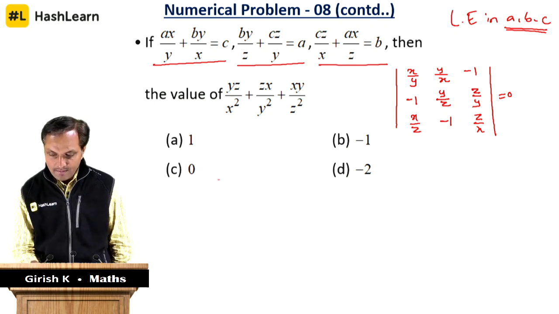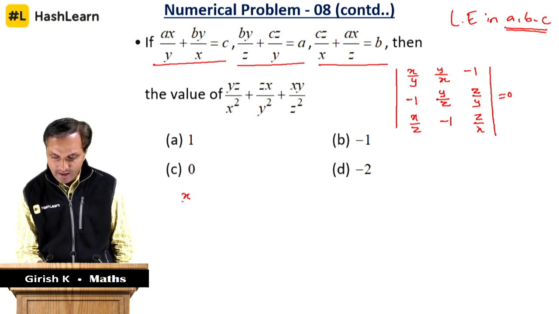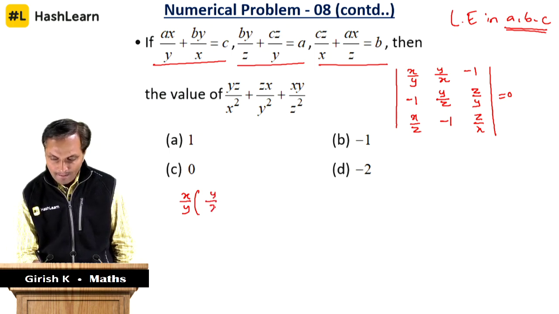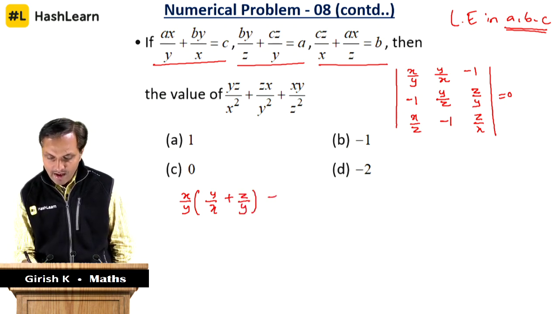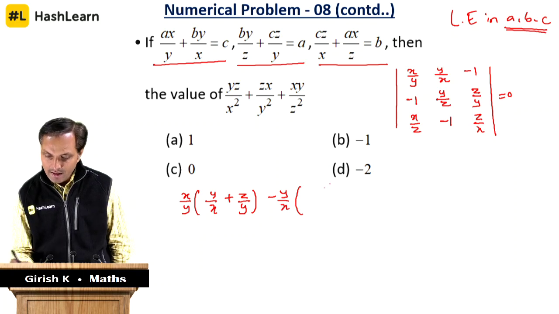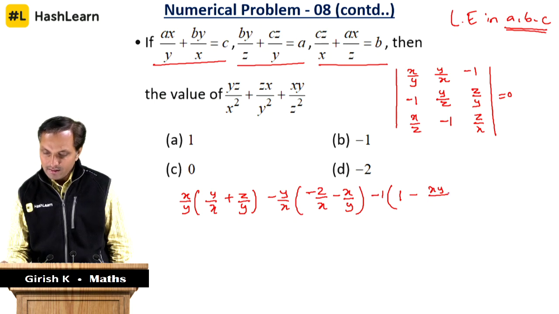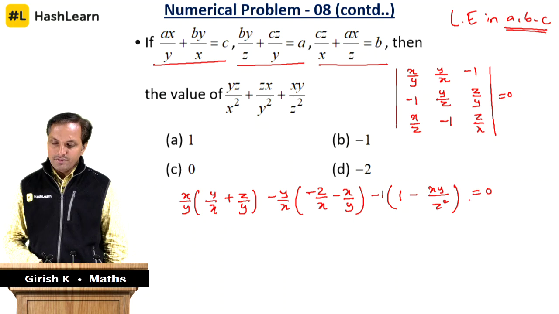Then what happens? Once you solve this, determinant: x by y into this, z cancels, y by x, that is plus z by y, then minus y by x, if you take minus z by x, minus x by y, then minus 1, that is 1 minus xy by z square is equal to 0.